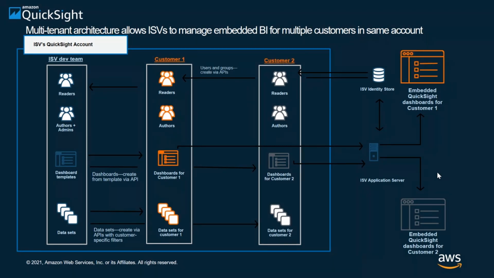In order for you to enable multi-tenancy, you have to use namespaces. And the API for creating namespaces is create namespace, and you can pass your AWS account ID and the namespace that you want to create. You can have different customers. Let's say the two customers are customer one and customer two, and they have a bunch of readers and authors under them. So a namespace creates a logical separation between the users of different customers.